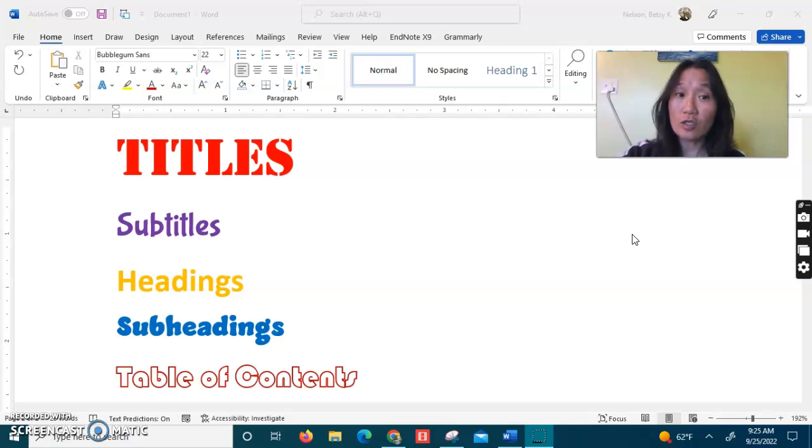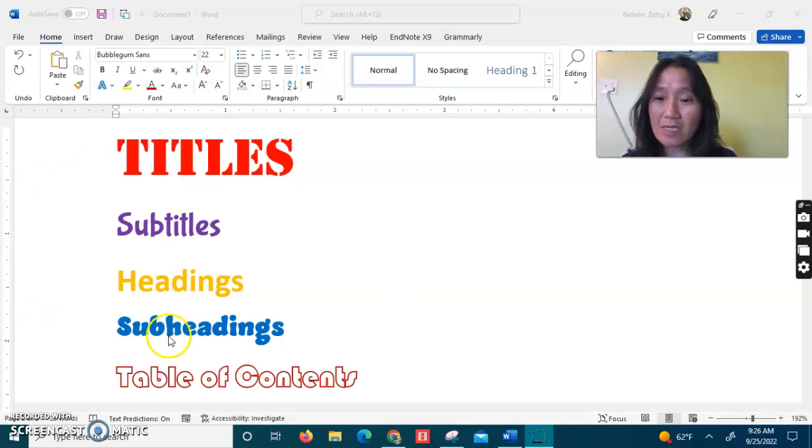So, the ones we're going to look at right now are titles, subtitles, headings, subheadings, and a table of contents because they are located there. So let's go ahead and get started with looking at each one of these very important features in your informational text. All right, let's get going.